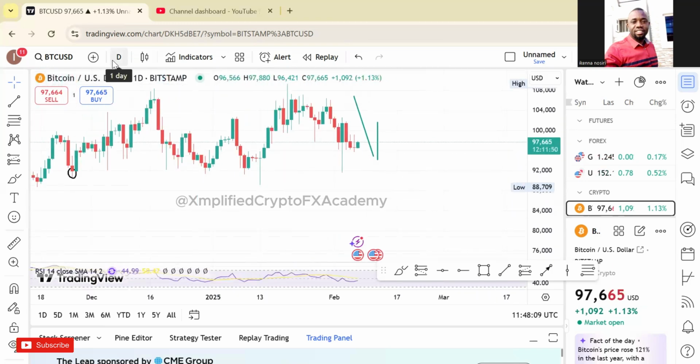Remember, it depends on the time frame you use. Today I'm using a daily time frame. On this one, the market came here and pulled the market down. Second day, put the market down. Third day, put the market down.